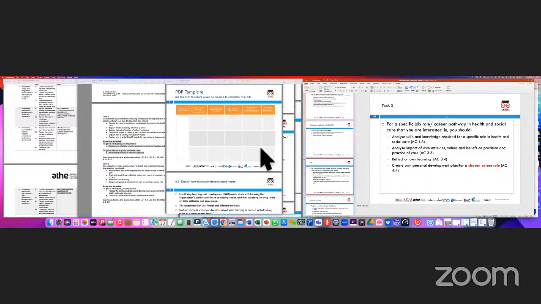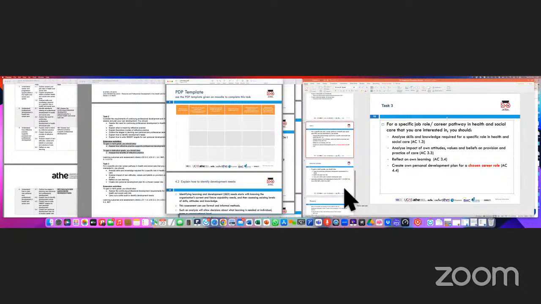So use the template, create a specific plan for that role, and you could do it as a heading on the top here to say, I'm developing my PDP for the chosen career in my role, which is healthcare assistant, HCA. And that would be okay. And then you list down the number of activities and use this plan template to create that PDP plan.